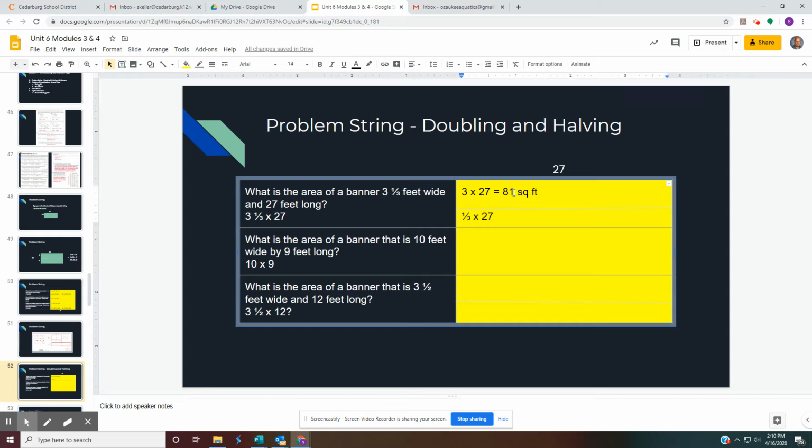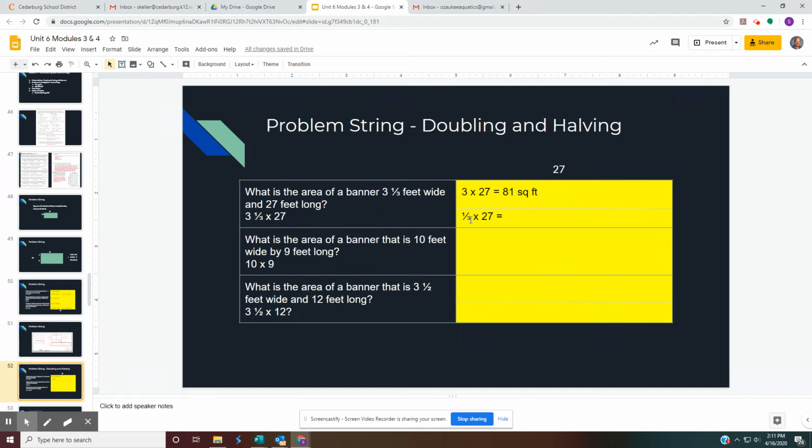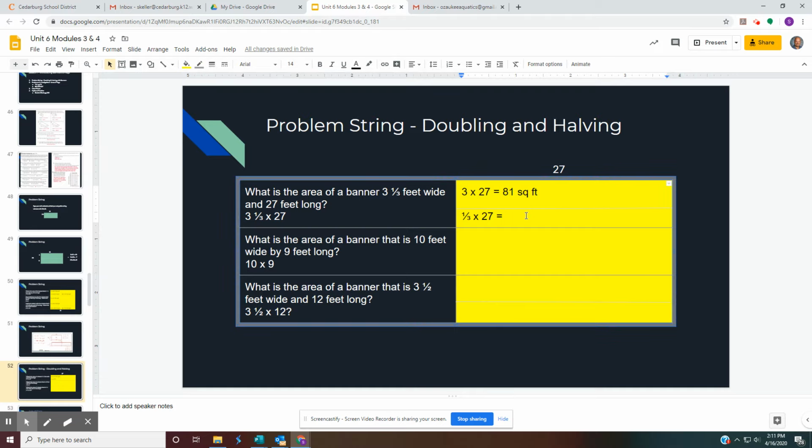And as I figure out 1/3 times 27, just like in our 1/4 of 36, we're just dividing 36 by 4. We're going to divide 27 by 3, and we're going to get 9 square feet. Now, if I have to figure out that entire array, I'm going to add 81 plus 9, and I'm going to get 90 square feet. Did you get that for an answer? I hope so.